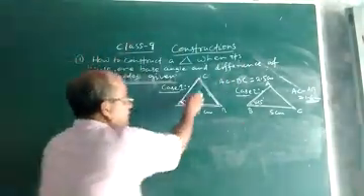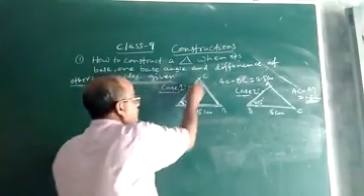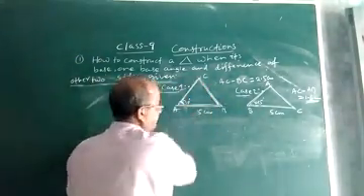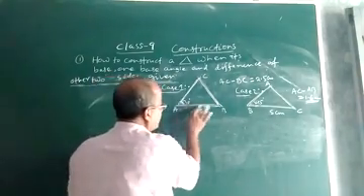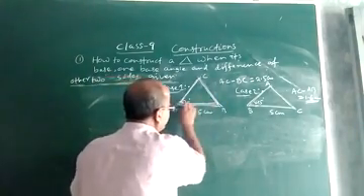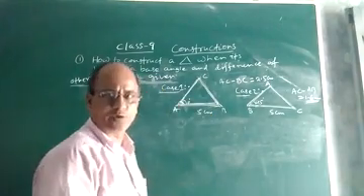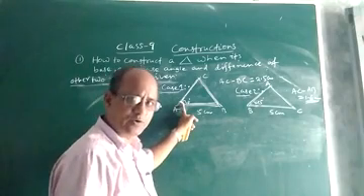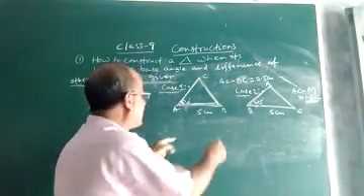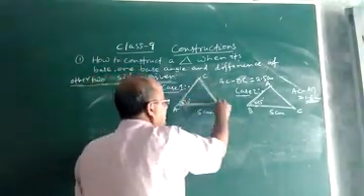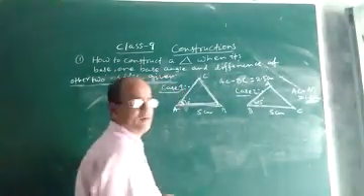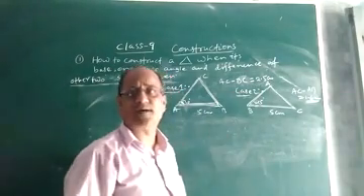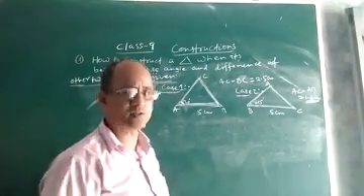There are two cases I have taken. Suppose you want to construct this triangle ABC. You are given the base AB equal to 5 cm, one of the base angles, angle A, 30 degrees, and the difference of the other two sides. The other two sides are AC and BC, so the difference AC minus BC is 2.5 centimeter. How to construct the triangle?